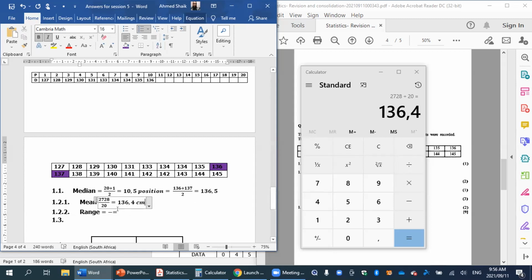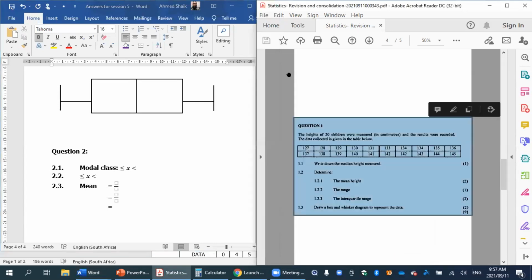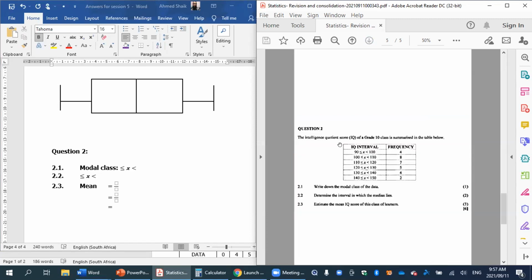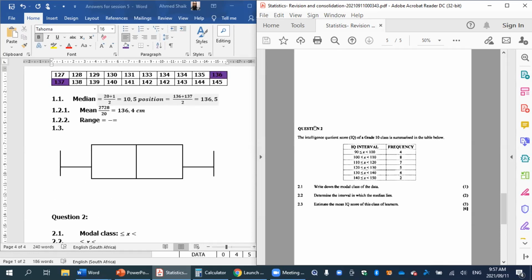centimeters. Okay, guys, looking at the time, we are about to conclude our lesson. And there is another question which you have in this worksheet, which is the next one, question 2. You guys can answer that for yourself, and we'll do the corrections for you in the next session next week.